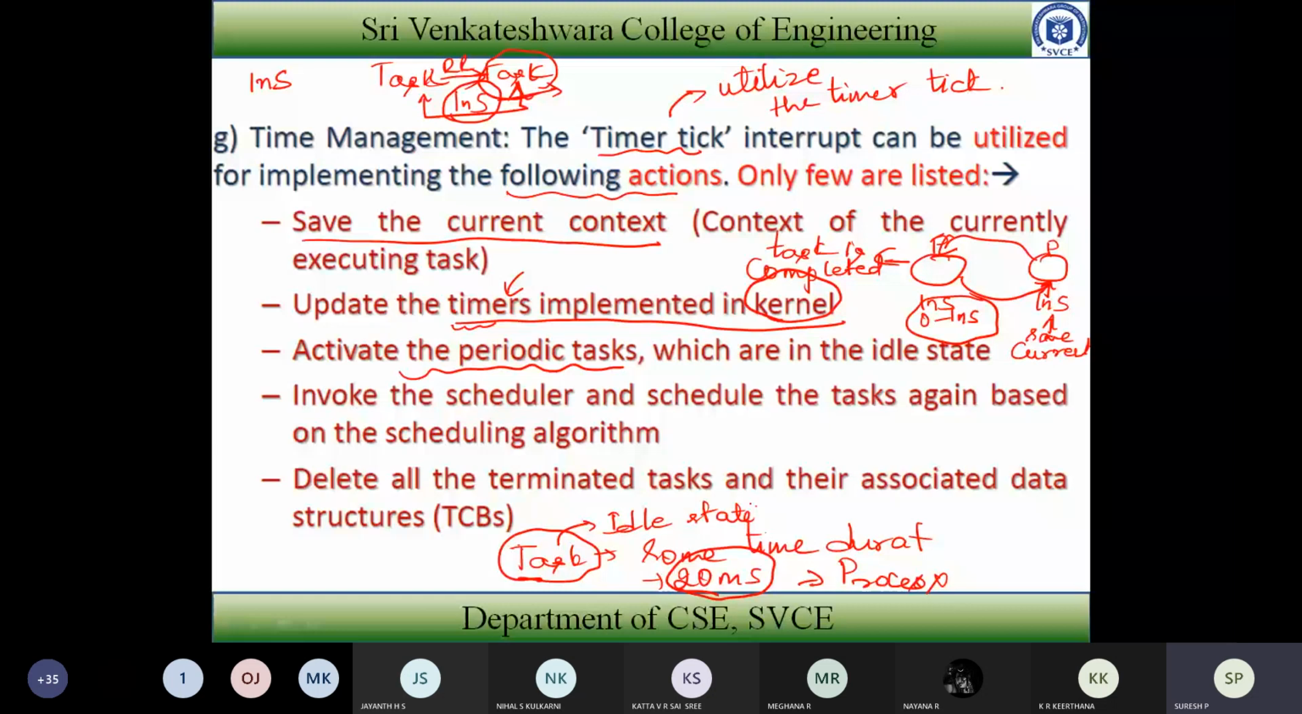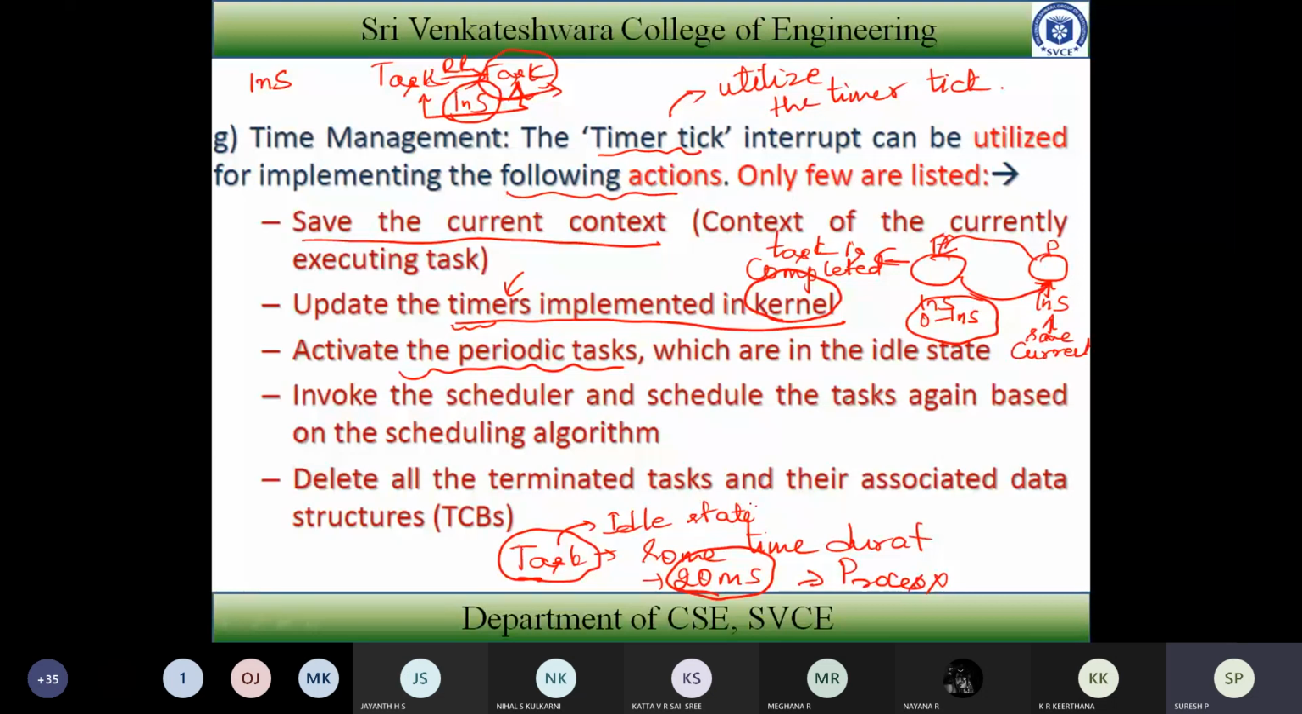So before the timer starts, first I need to activate that particular periodic task which is in the idle state. Now after activating the periodic task, what do I need to invoke? Because I don't know what type of algorithm I am using for that particular task. Some processes may be using first come first serve, some round robin, and some priority-based scheduling. So I don't know what type of algorithm that particular process is using.